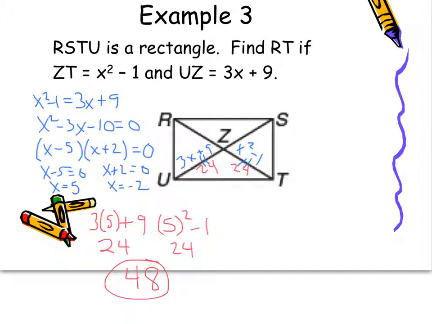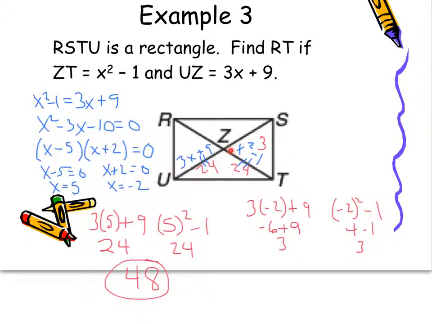If I plug in -2, I'm going to have 3 times -2 plus 9. That's -6 plus 9, which is +3. That works. And then over here, -2 squared, make sure you put that in parentheses, otherwise you're going to have a bad time. I have 4 minus 1 gives me +3, so that works there. So my other answer for that segment would be 3.